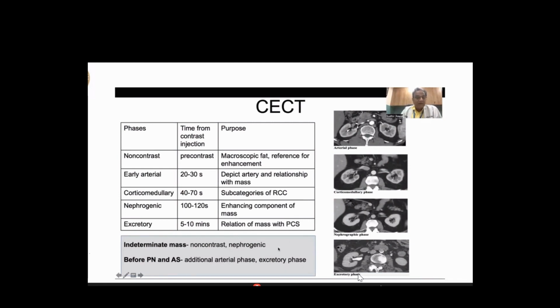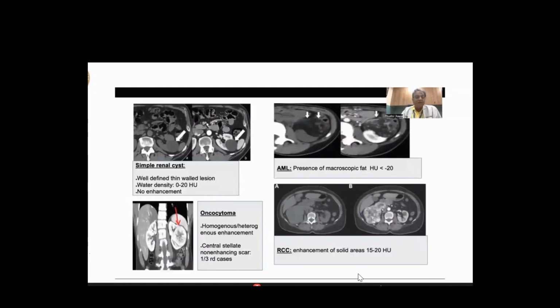PCS. Indeterminate masses on non-contrast or nephrogenic phase can be detected. And before partial nephrectomy or active surveillance, you must do an additional arterial phase or excretory phase for these patients, where you can actually define the anatomy and then you can plan the surgery or the active surveillance.